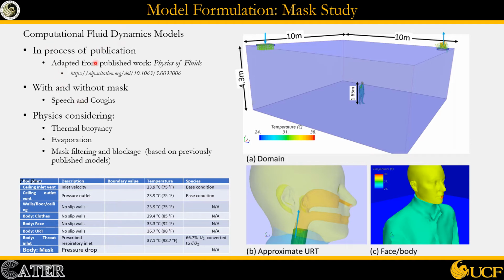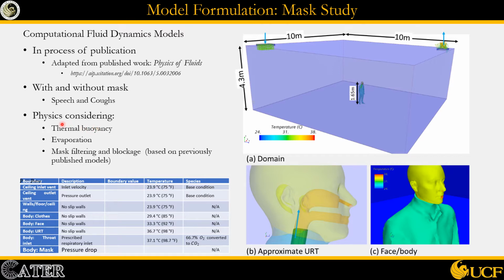In our CFD model, we are evaluating the effectiveness of a mask based on an adaptation of a recent publication from Physics of Fluids. So what we have is essentially evaluating the effectiveness of dispersion, or how far droplets and aerosols transport or move from speech and coughs with and without a mask. The mask that we're using is based on a model that is assuming a cotton-based face covering.